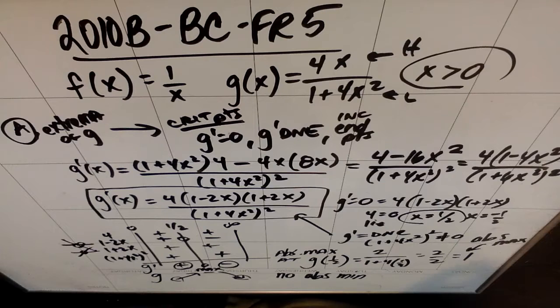Justify doesn't necessarily mean a sentence with words. You can justify it by clearly labeling your sign chart for g prime and g. That's fine. If you want to justify it with words, you could say that g prime switched from positive to negative at 1/2, right? And that's what makes it a max.